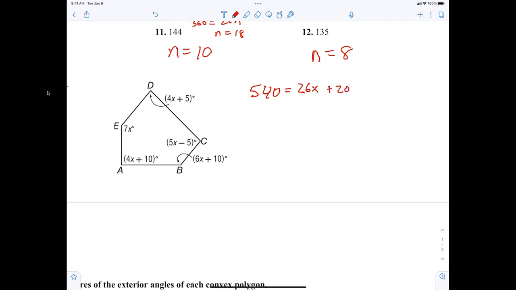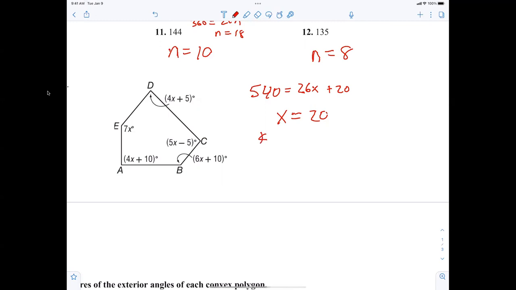All right. Now solve that out. X equals what? 20. I know. We're having simple basic math. It's killing people. 540 minus 20. What could that be? Oh, 520 divided by 26. That required a calculator for sure. Yeah, I saw you use your calculator. 20. So now X is 20.